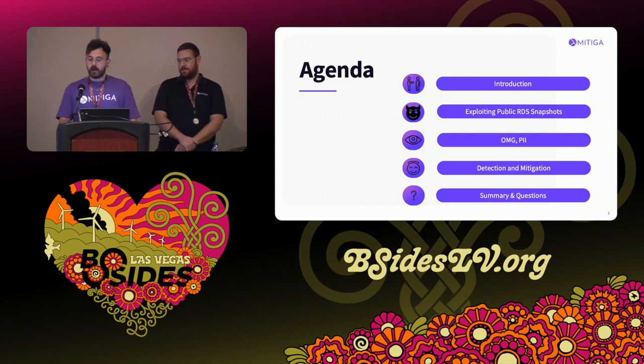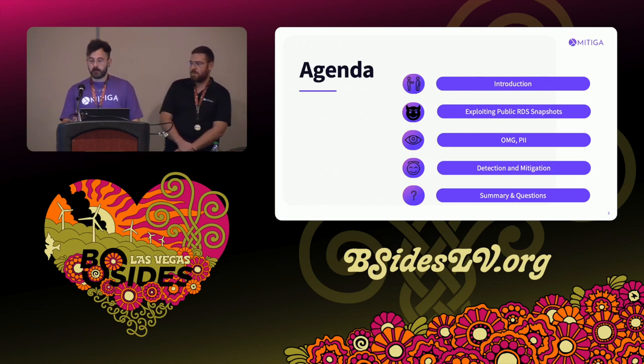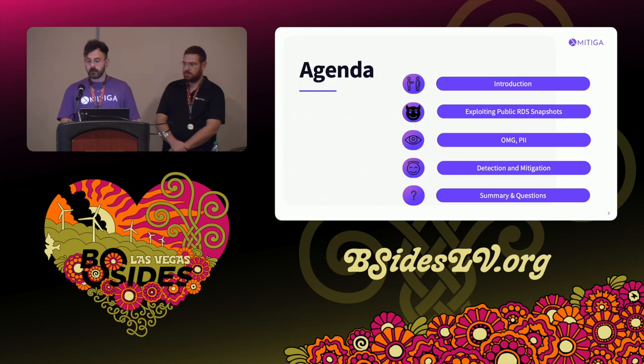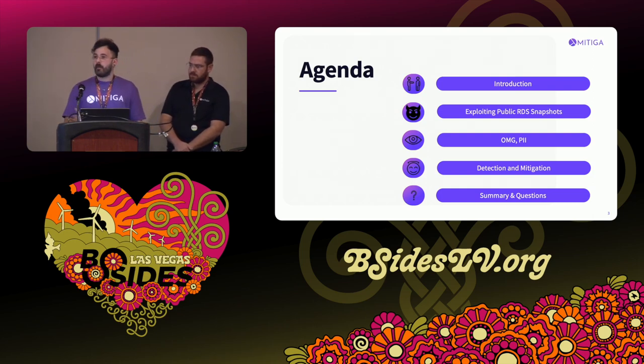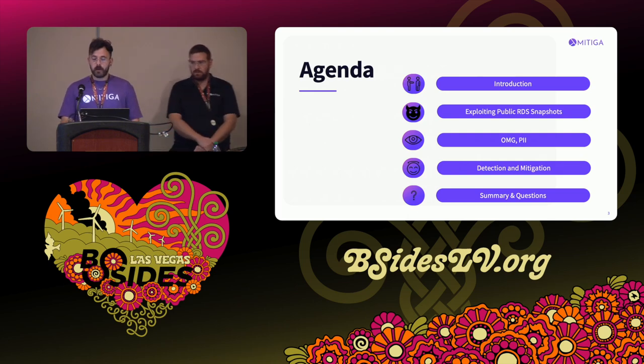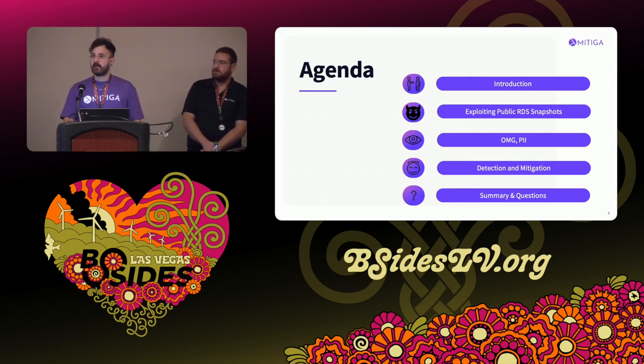We are going to talk a little bit about what RDS is, what this service is, what the concept of an RDS snapshot is, and specifically a public snapshot. We are going to talk about what the problem is with having a public snapshot, and also show you how attackers can exploit it. We are going to talk about what we did in our research, how we mimicked an attacker technique and did it at scale, and also share with you some cool examples of real DBs that we found out there with real information. And at the end, we are going to share some ways to detect and mitigate this risk.